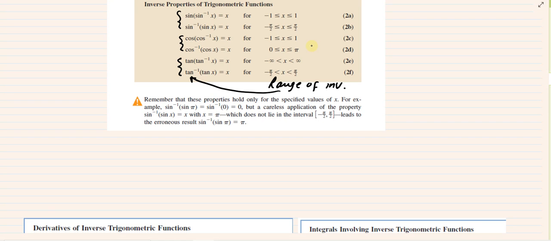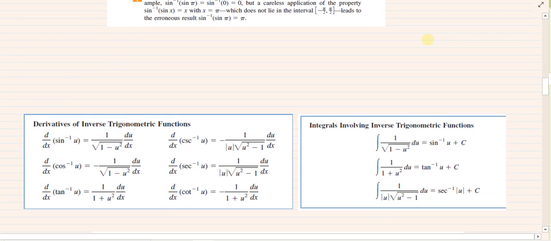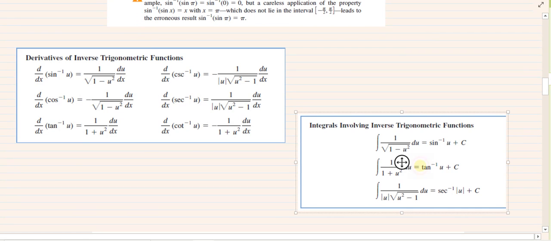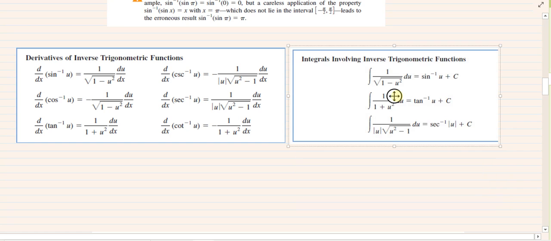Okay. Now, next we have the derivatives and the integrals of inverse trig functions. The proofs of these, by the way, are in the book. I'm not going to prove them because it's just going to make the video too long. There are too many of these. The derivative of sine inverse is 1 over the square root of 1 minus u squared. Cosine inverse is what you see, and so is tan.